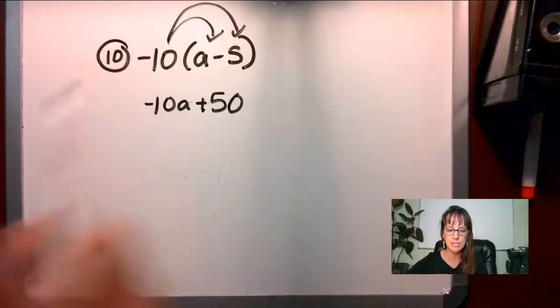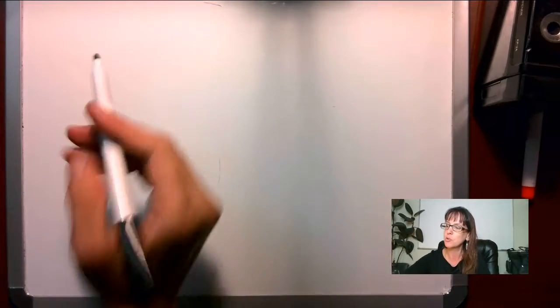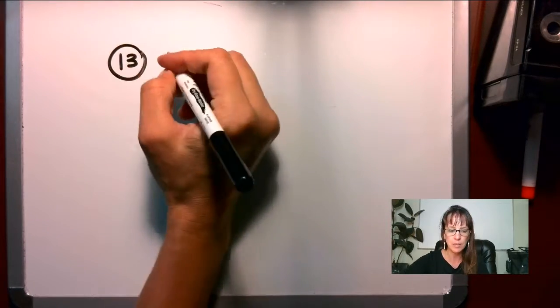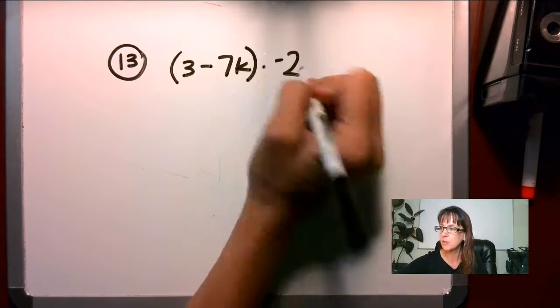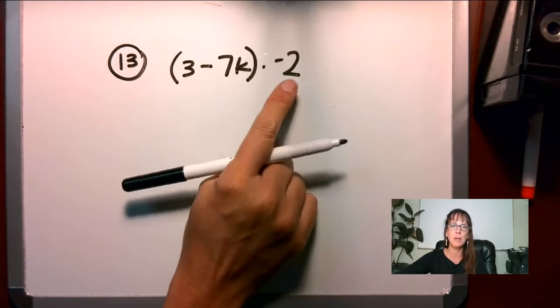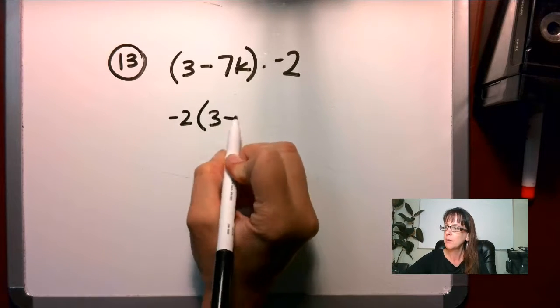You will get it wrong every time. All right, looking at 13, this is where they're trying to trick you. If you see it written like this, 3 minus 7k dot negative 2, all they're saying is take all this garbage, multiply it by negative 2. Make life easier on yourself. Rewrite it. Negative 2, 3 minus 7k.